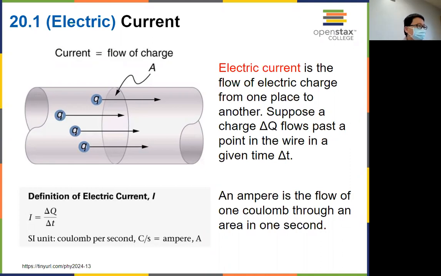The SI unit for current is coulombs per second. Coulomb comes from Q, charge, and second comes from time t. It's equivalent to the ampere, and we use the symbol A for it. So it's C over S, which is equivalent to A.